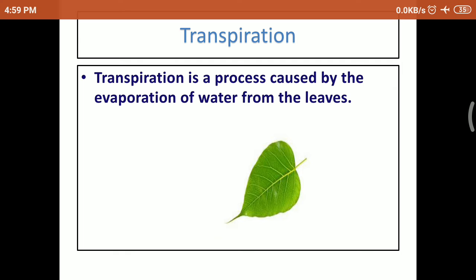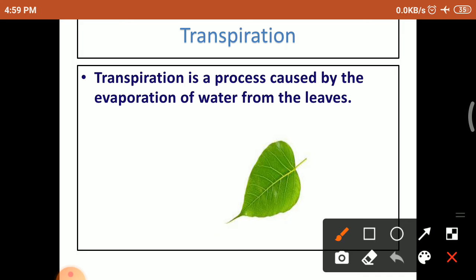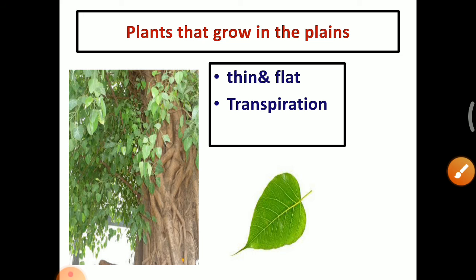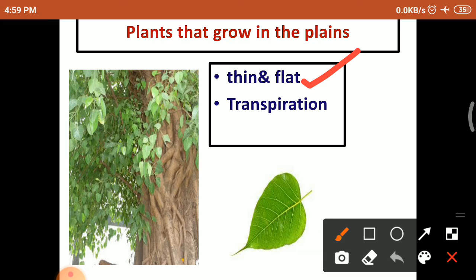So this is one of the processes. When the water is evaporated from the leaves, this process is called transpiration. So the leaf also evaporates the water. This process is called transpiration. The plants that are grown in the plain areas have thin and flat leaves because these thin and flat leaves help the transpiration process.